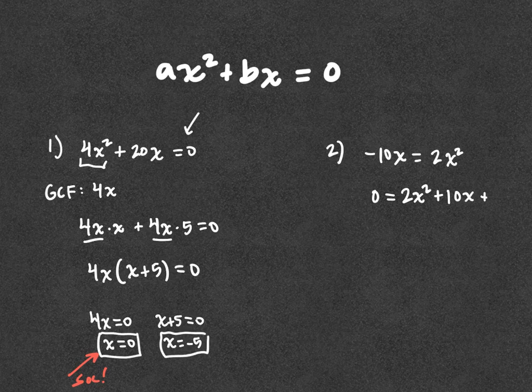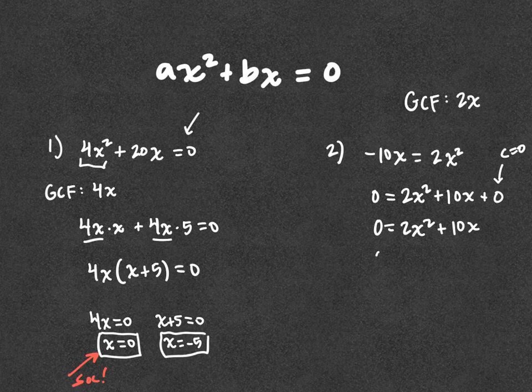Now, clearly you can see here that I've got 0 for c. So I can work with the method that I have available to me, which is to find the GCF, factor it out, and then set the two factors equal to 0. So the GCF in this case, I'm going to write it up here, looks like it'll be 2x. So if I were to factor a 2x out of both terms, I would be left with x plus 5. Now I happen to pick the same solutions here apparently, but that's okay.